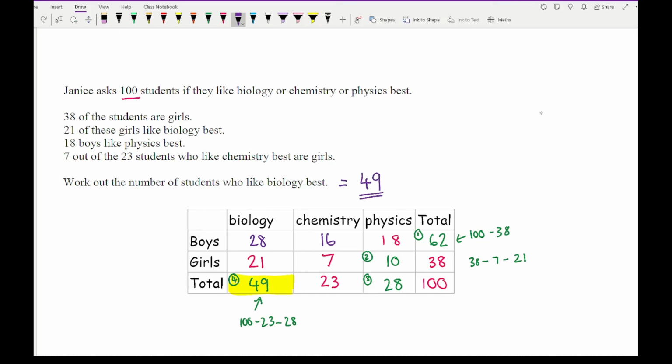And again, if you're doing this in a test, make sure you're not leaving your answer in the table. Make sure you're writing your answer so it's obvious. And there we have done. You can put an exploding bomb, that's absolutely fine, but there we go.